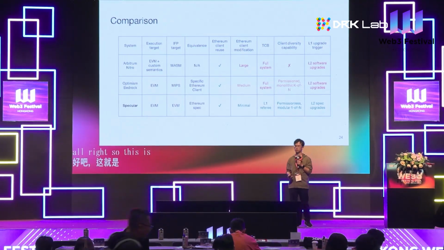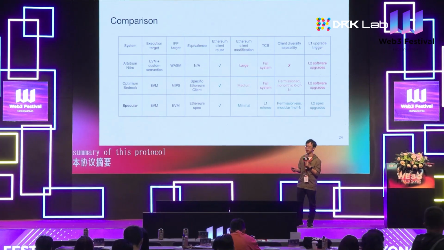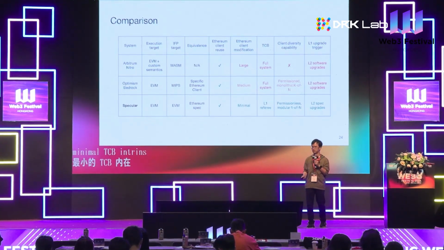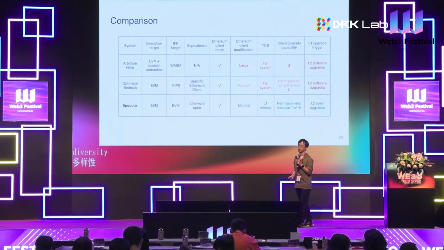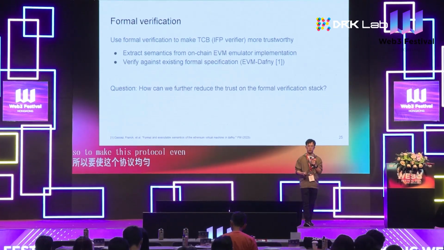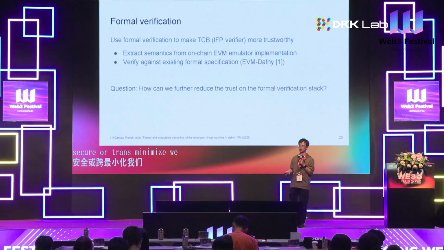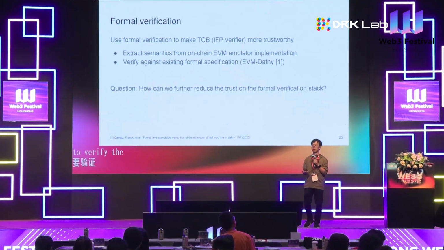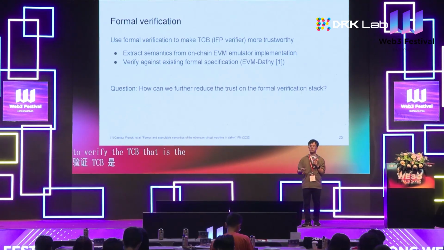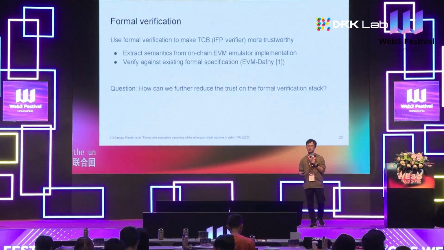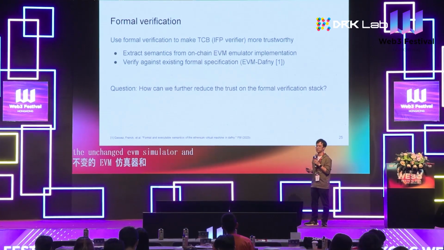So Specular has minimal client modification, minimal TCB, intrinsic client diversity, and infrequent L1 upgrade. To make this protocol even more secure or trust minimized, we can use formal verification, as I talked about before, to verify the TCB, that is the interactive fraud proof verifier. So we can extract the semantics from the on-chain EVM simulator and verify against existing formal specifications.